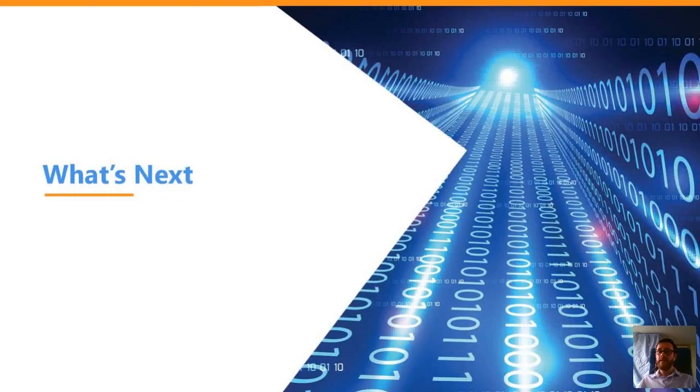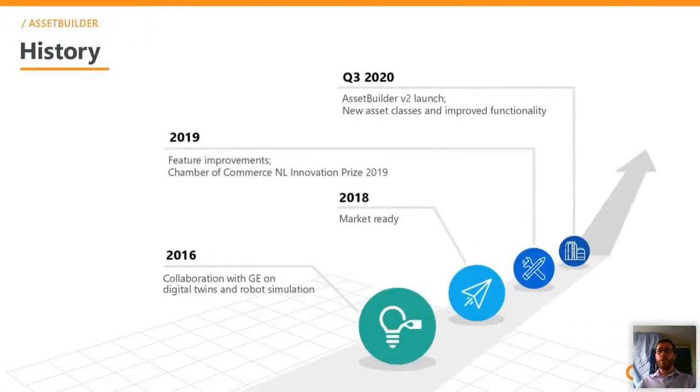So what's coming next with Asset Builder? So a little bit of history first. We started in 2016 with GE in order to develop, not particularly this, but a way that we can work better with the Petrobot project on simulation of robotic inspection tools, and that needed a 3D model. So we worked on that as part of the project, and in 2018 we came out with a spin-off, which is Asset Builder, and that was market ready.